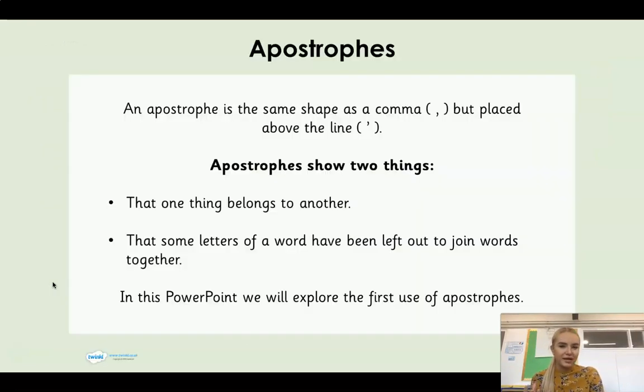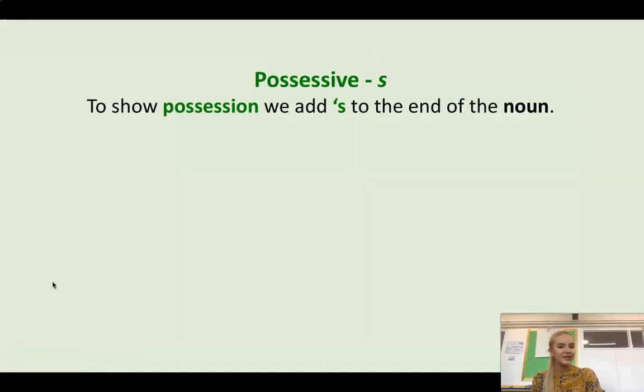So just recapping from yesterday then, an apostrophe is the same shape as a comma, but it's placed above the line. So apostrophes show two things: that something belongs to someone or something, like a possession, and it also shows contractions of words such as don't, which came from do not. And like yesterday, we're going to really focus on apostrophes for possession. Can you remember the difference between singular apostrophes for possession and plural apostrophes for possession? I wonder. Let's have a quick recap.